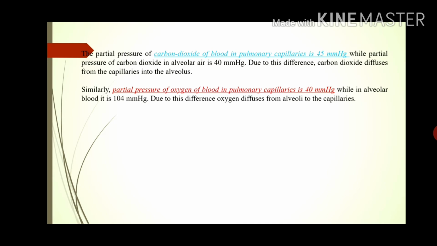The partial pressure of carbon dioxide in your pulmonary capillaries is around 45 mm of mercury, while that of oxygen in pulmonary capillaries is 40 mm of mercury. There are some terminologies which are connected with your lungs, that is, the respiratory system.